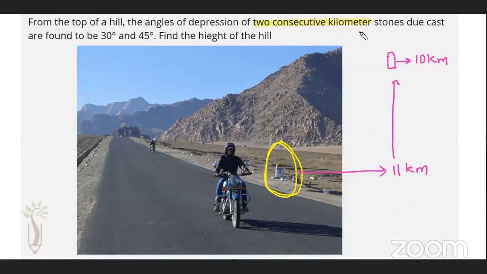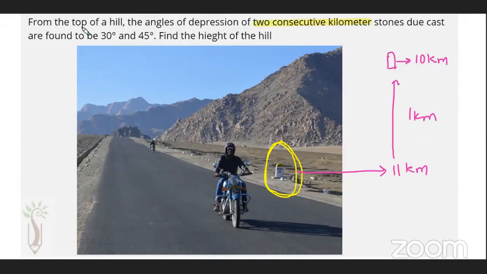So what is the meaning of consecutive kilometer stones? The distance between these two stones is 1 kilometer. Because the first stone is 11 kilometers, the second stone, if you are moving towards it, is going to show 10 kilometers. So the distance between these two stones is 1 kilometer.